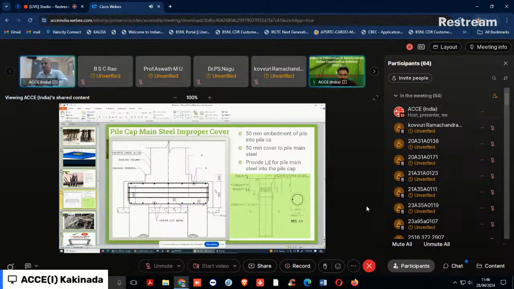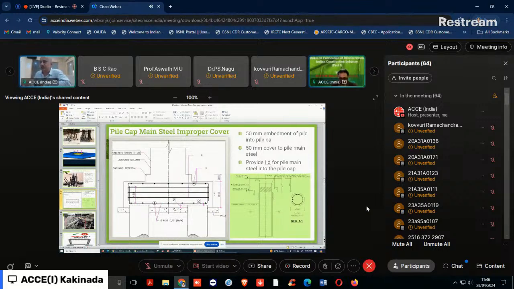And also one more mistake generally takes place is the bursting steel that is put in the pile cap. This is the bursting steel. Generally, we put it at the rate of 0.2% of the pile cap Ast, that is the main steel, bottom main steel. This 0.2% Ast is to take care of the bursting tension that is coming in the radial direction.